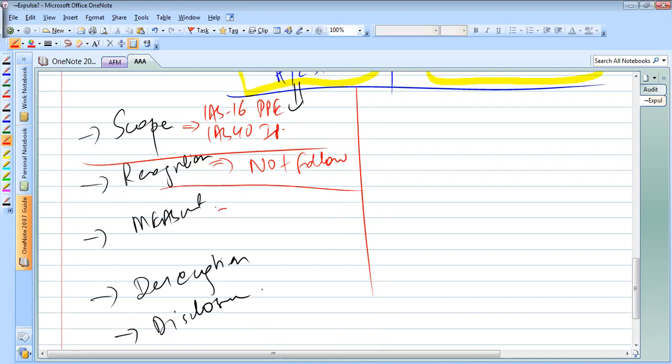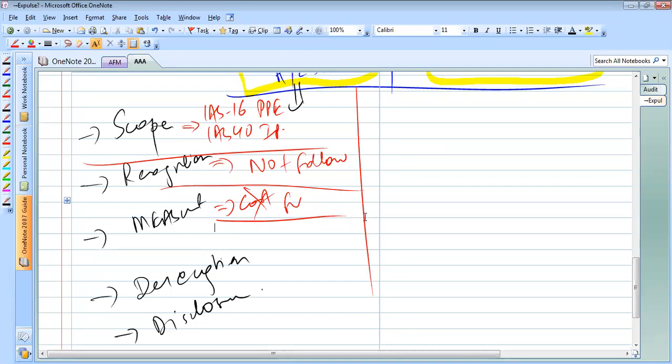There is an asset which should be initially recognized at cost, but instead of cost, you recognize it at fair value. So that means you have not fulfilled the measurement criteria. That is also non-compliance of accounting framework. So basically, when we talk about scope, recognition, measurement, derecognition, disclosure, if there is any non-compliance, that is called misstatement.